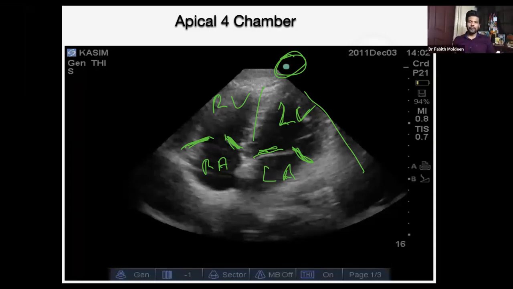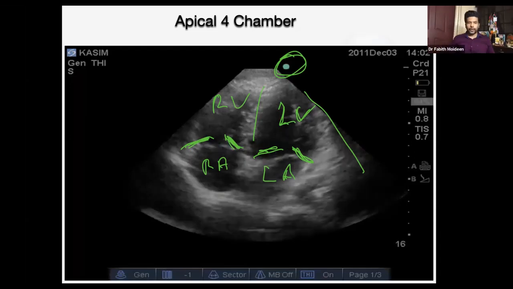Now, to comment on that, LV is big. Always LV is bigger, and the RV is only 2/3 of LV. If RV is almost the size of LV, that means it is a moderate RV dilatation already. So normally RV is small. If it is becoming the same size as LV, that means there is an RV dilatation. That's a moderate RV dilatation. If RV size is becoming more than LV, that's a severe dilatation. Okay, so probably you remember this. All right.